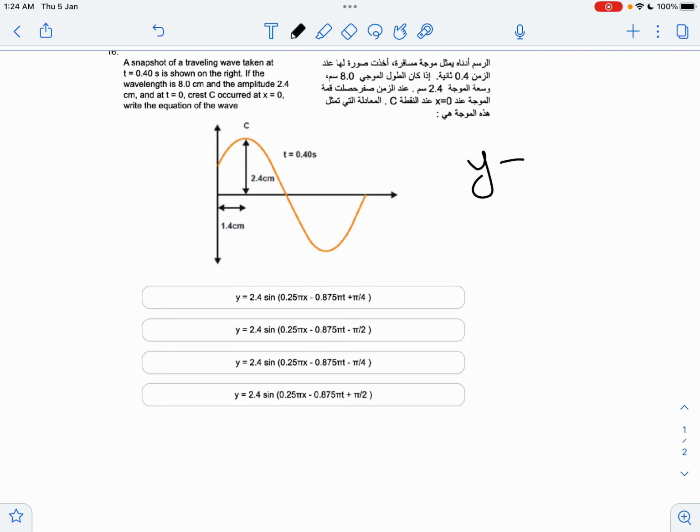Although that's the general function of the wave, y is equal to a cosine kx minus omega t. But as I said, no need to know this function.